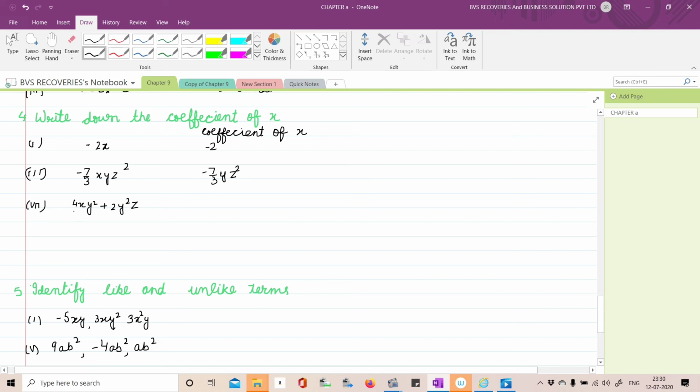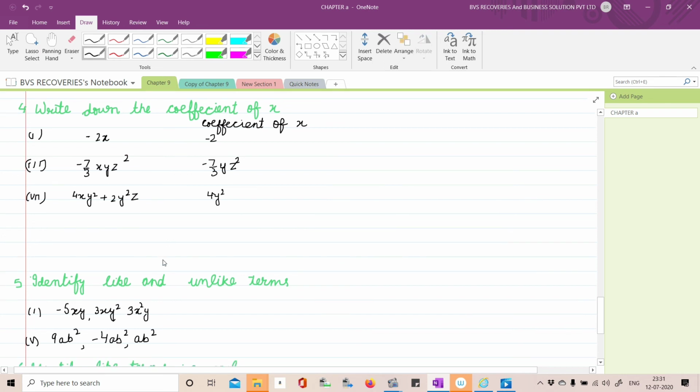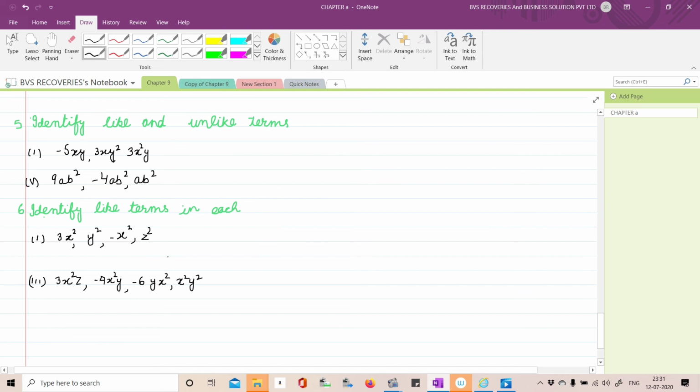Now, the expression is 4xy^2 plus 2y^2z. So there are two terms, but x is present only in the first term 4xy^2. There is no x in the second, so we can't find its coefficient. But in the first term, we have 4xy^2. So in this term, except x, the left part 4y^2 is its coefficient. Understood?